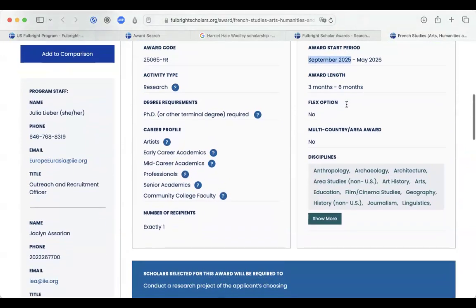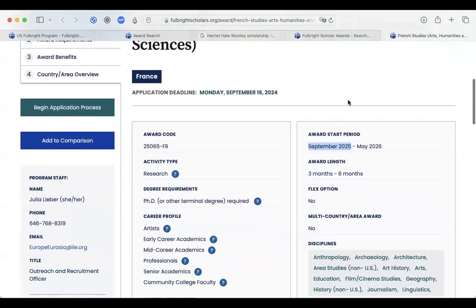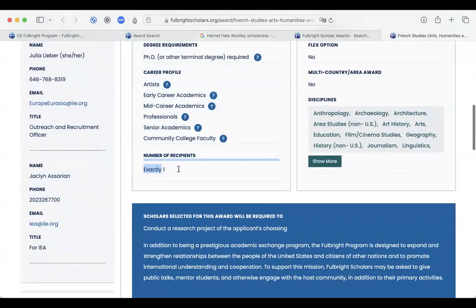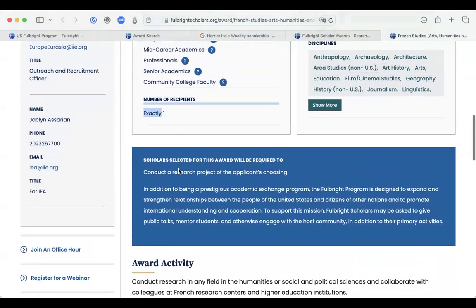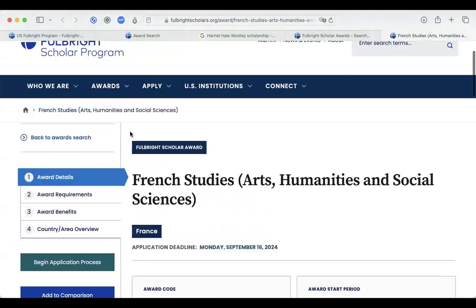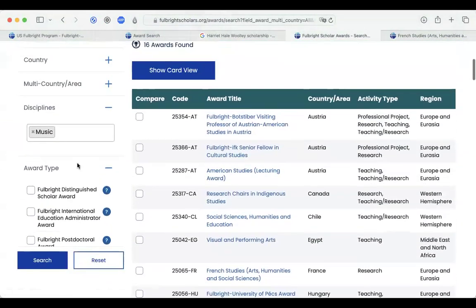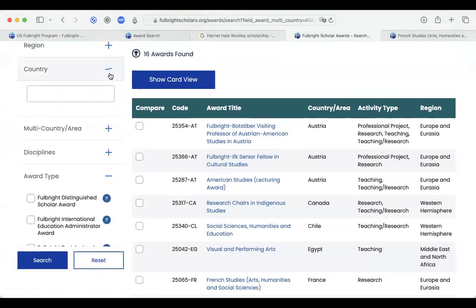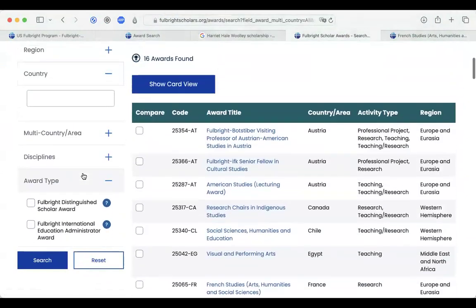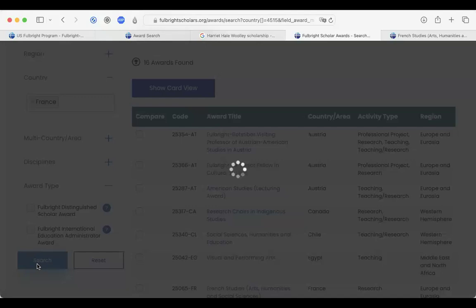But there's also some potential flexibility here. Now, if you're applying for this specific one, well, they give exactly one award. And that might be something where you're really interested in this and you put your best foot forward. Or you might say, hold on, let me back up here. What if instead of looking at music specifically, I said, I'm really interested in France. I want to see the opportunities for France.